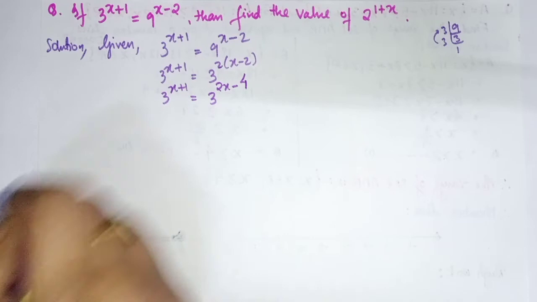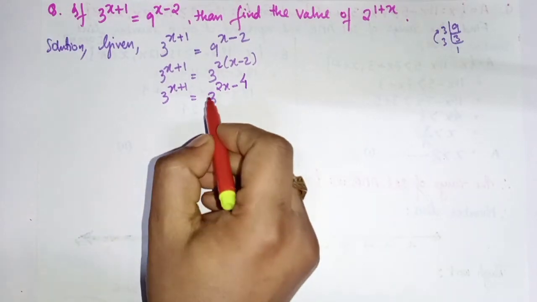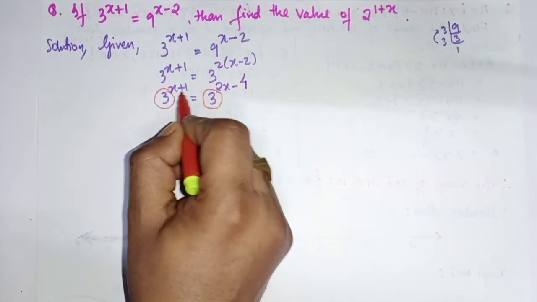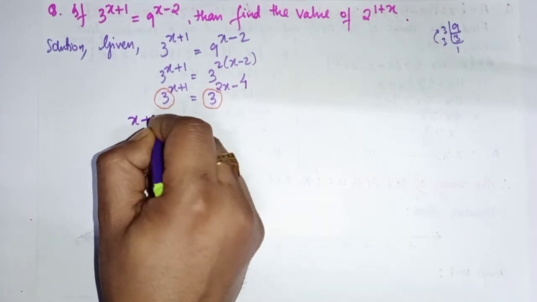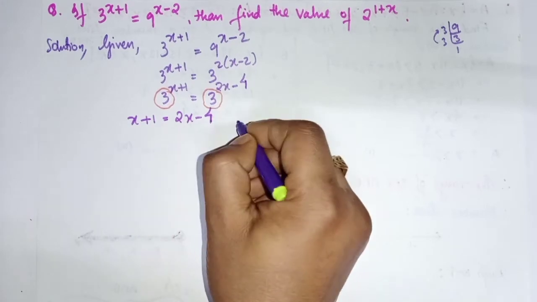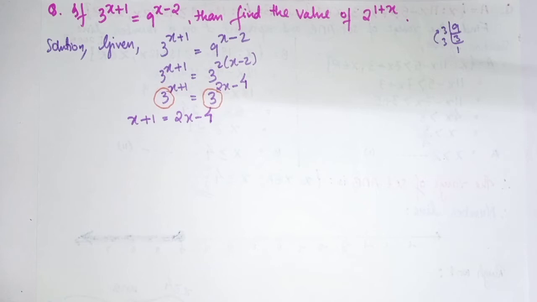Now as you know that rule, since the bases are same, you can see here 3. Since the bases are same, what will be the power? The power also will be same. So I can write x plus 1 equals 2x minus 4. Right? Since the bases are same, the power has to be same. Okay. Now what will I do?